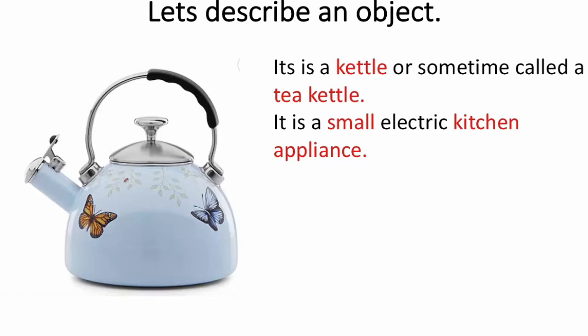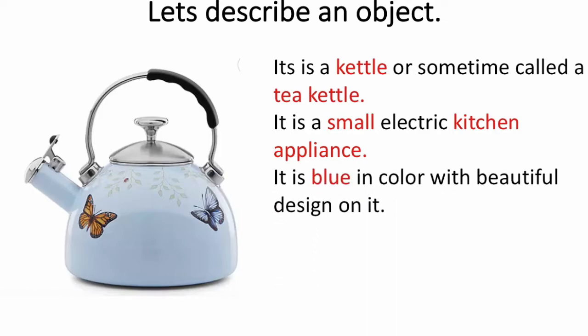If your child cannot say the word appliance, it's okay. Leave it, not necessary. You can just tell your child it is small and it is a small electric kitchen tool. You can simply say it is a tool that we use, and it's small and it works on electricity. You can say this also.